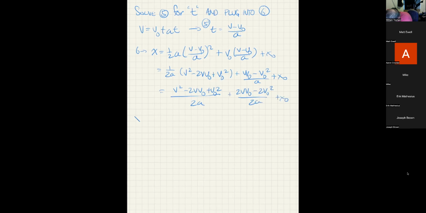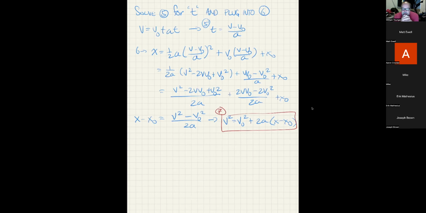And now I can say x minus x0 is equal to v squared minus 2v v0, and positive 2v v0 is going to cancel out. And v0 squared minus 2v0 squared is going to be minus v0 squared, all that over 2a. So finally, I have v squared is equal to v0 squared plus 2a times (x minus x0). And this will be our kinematic equation number 7.